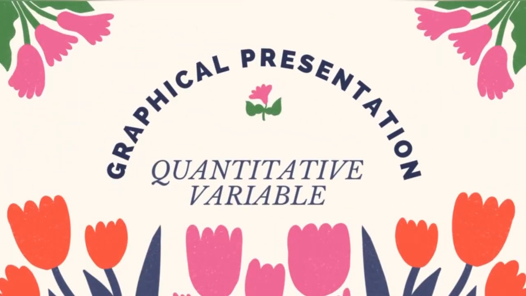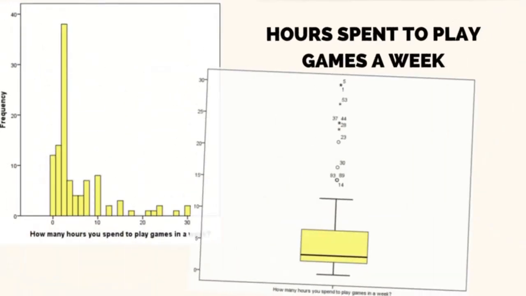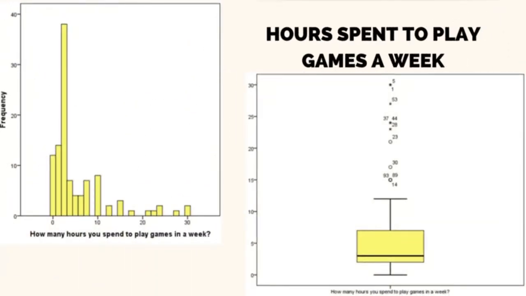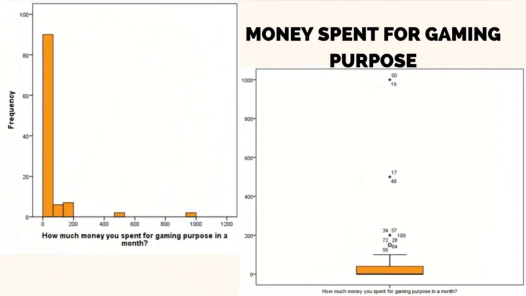The next is graphical presentation with quantitative variables. This is the histogram and a box plot of the age, the histogram and box plot of hours spent to play games in a week, and the money spent for gaming purposes.